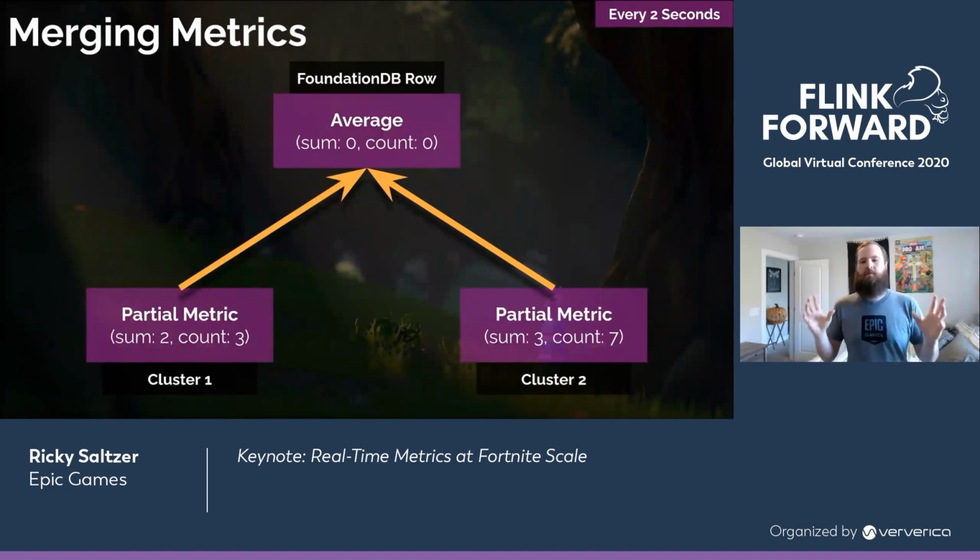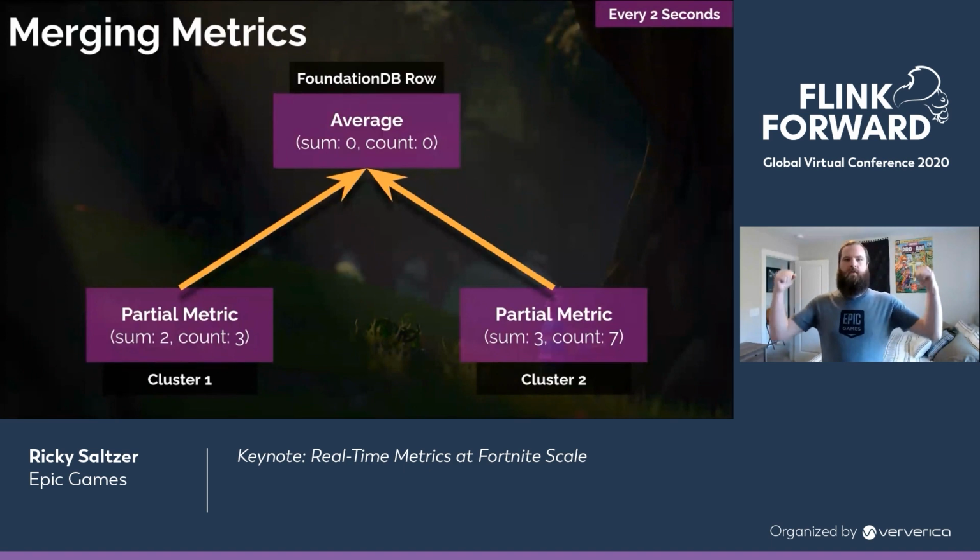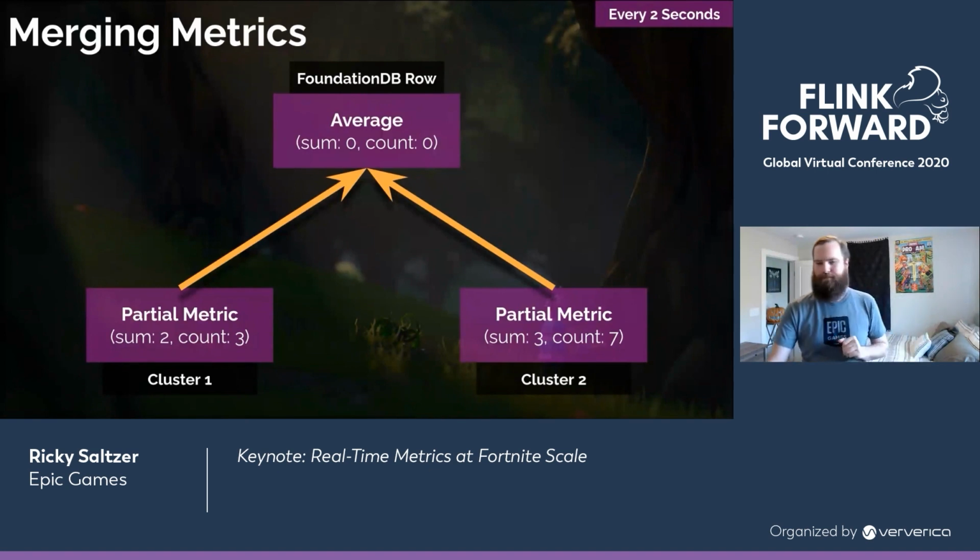So we're actually computing just partial aggregates. The partial aggregate on cluster 1 happens to be the sums 2 and the counts 3. And in cluster 2, the sums 3 and the count 7. And they're trying to update the row in FoundationDB and merge in the results from different clusters in order to have a complete aggregation. Again, this is happening every 2 seconds. So in the next 2 seconds, they're going to update the same row. In this case, the row is empty, and I'm showing that by showing the sum is 0 and the count is 0.